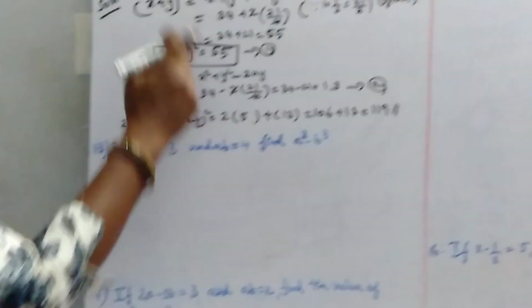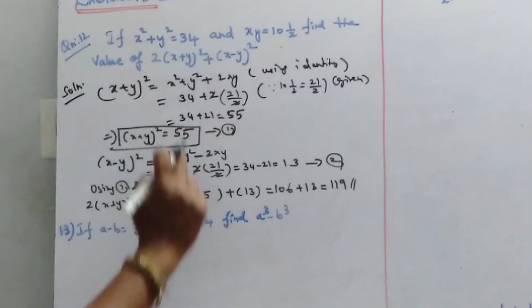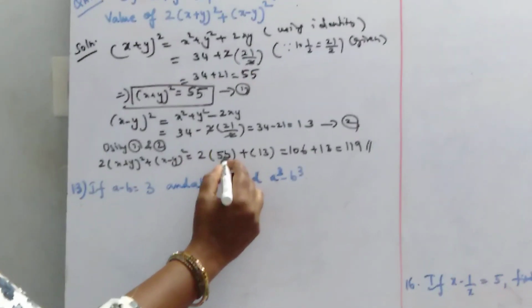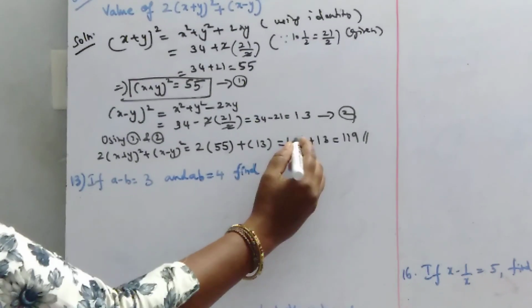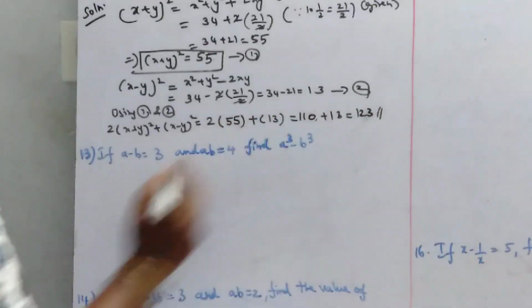Okay, there is a change in the 12th question, which is what? X plus y the whole square is 55. That is 34 plus 21 is 55. So here substituting the value 55, you will be getting 110. So 110 plus 13 here is 123, right?